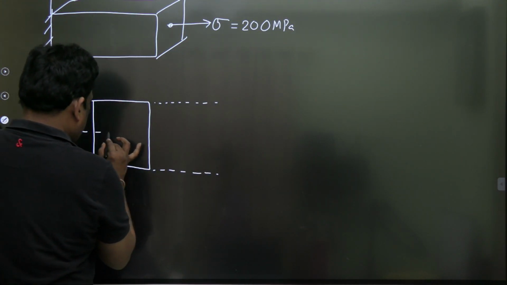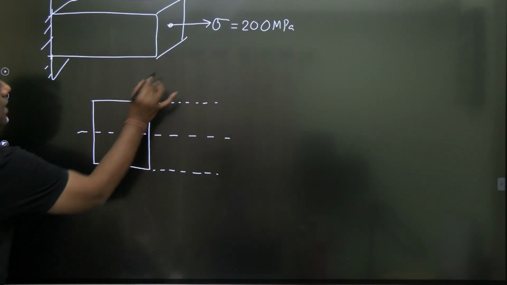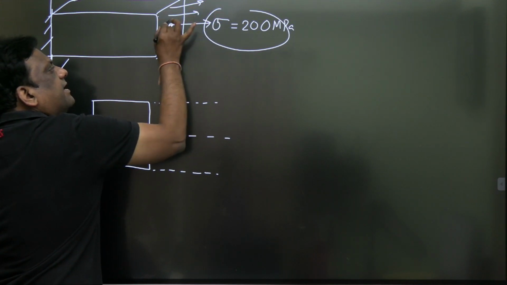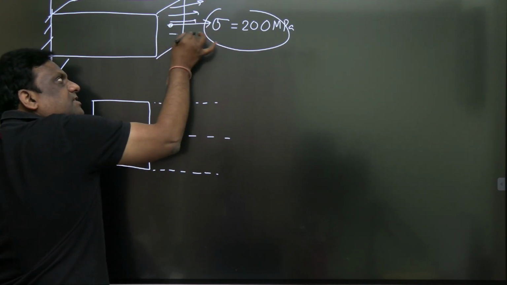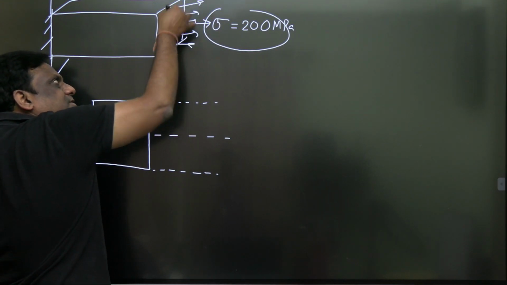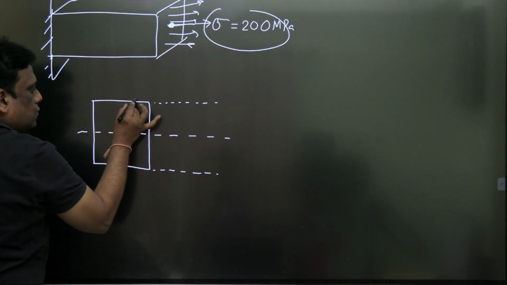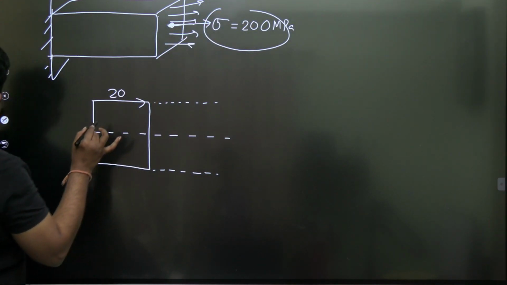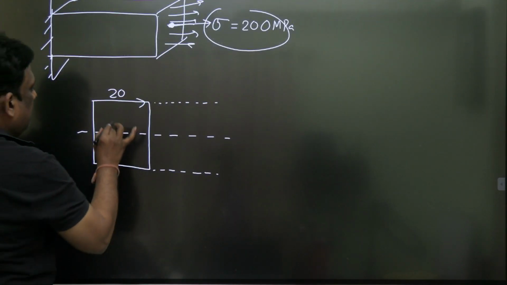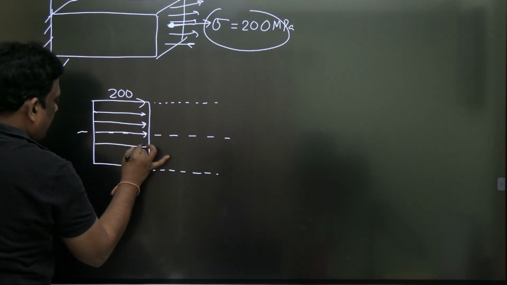This is the neutral centroidal axis. And this is all tensile due to the direct force. As it is passing through this, every member throughout the cross section is subjected to a direct stress of 200. So this I will write as tensile. Is it tensile? Yes, it is tensile. So therefore, my dear students, everywhere it is 200.